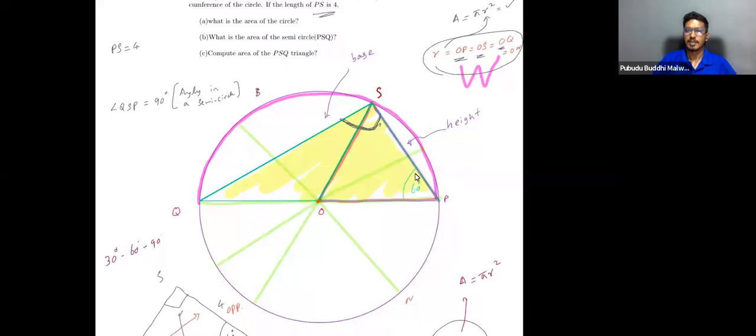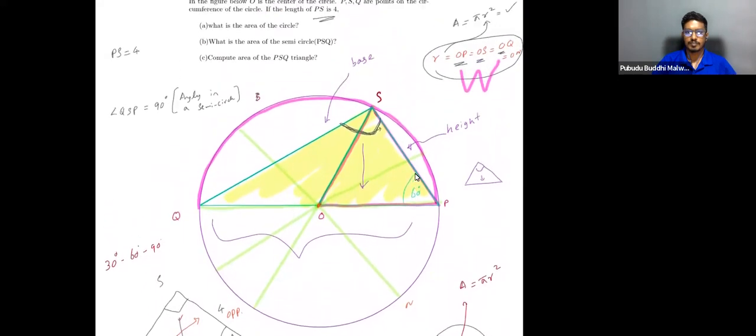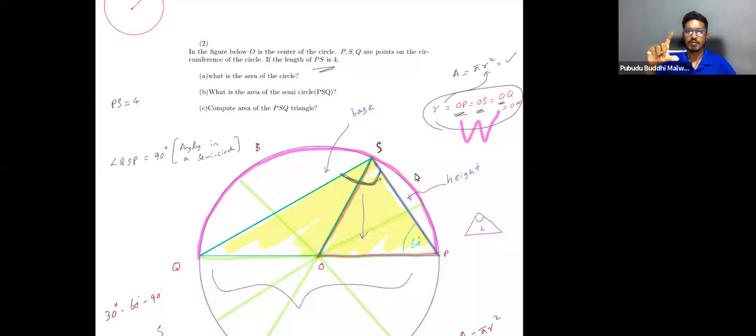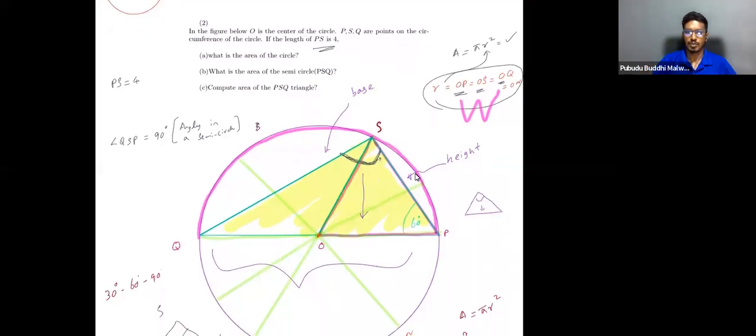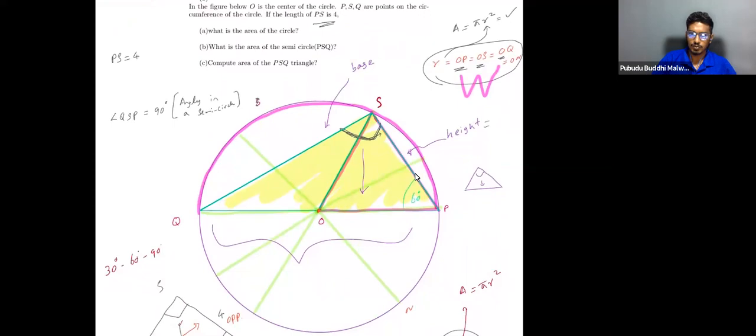Basically, the opposite side of 90 degrees. In this case, I'm talking about this QSP triangle here. The opposite side, QP, that's the hypotenuse. Avoid that. We need base and height. So QS and SP. So now we want to compute lengths, distances. So for that, what do we know? We do have PS length, that is 4, right? So basically height equals 4.